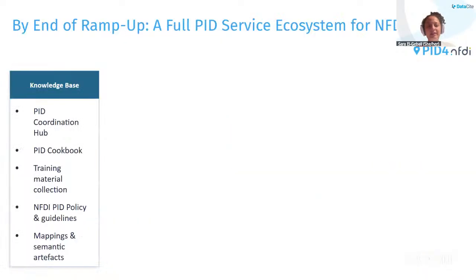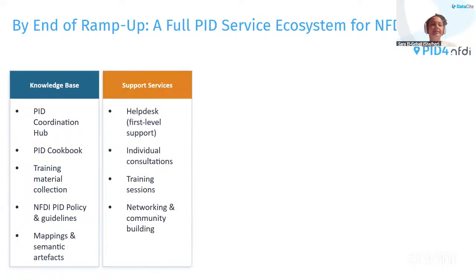So by the end of that, we aim to deliver across 5 major pillars. First, the shared knowledge base, like we've already seen: the PID coordination hub, the cookbook and so on, and also machine-actionable artifacts and crosswalks. Second, the structured support services: consultations, training, help desk services, and community building.